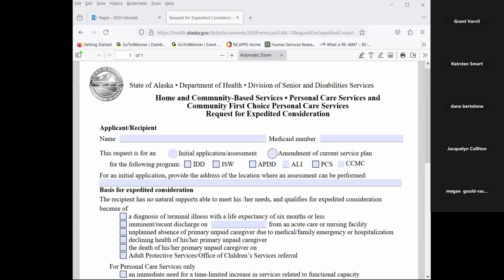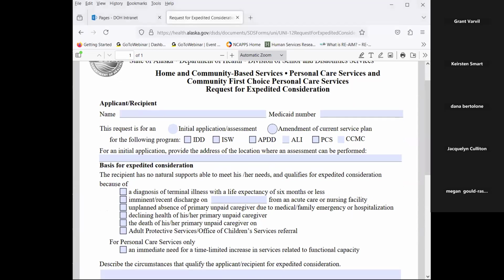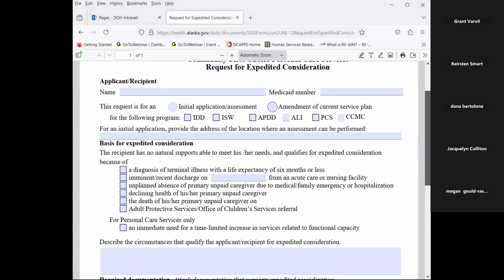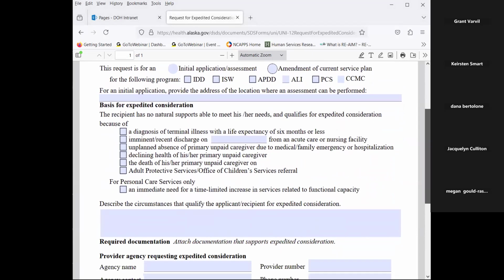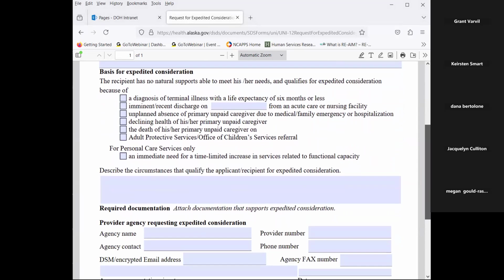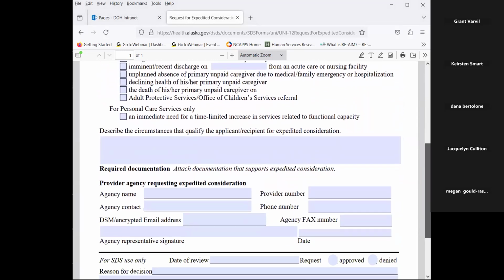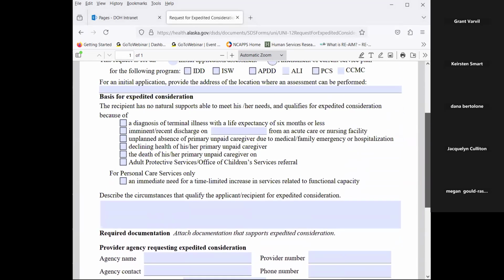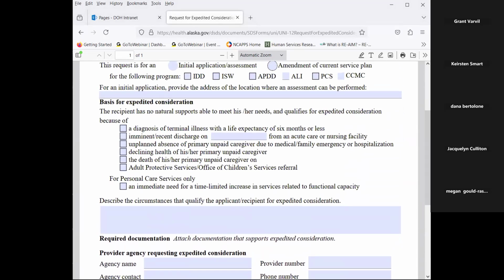Okay, I got the form. Thank you, Molly. The network's a little slow today, so I apologize. But this is the form that we've been discussing here. This is the imminent discharge area, where you have to put in the date.